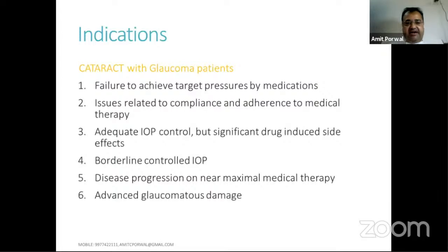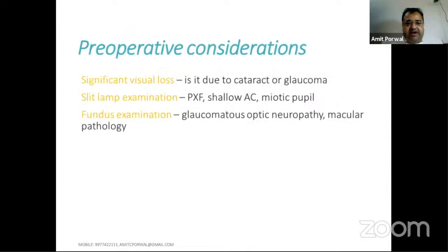So what are the indications for doing a phaco-trab? There should be a cataract in a glaucoma patient who is failing to achieve target pressures with medications. There are issues related to compliance and adherence to medical therapy. There is adequate IOP control, but significant drug-induced side effects. There is borderline controlled IOP with disease progression on near maximum medical therapy, and there is advanced glaucoma damage. So basically, these are the indications of phaco-trab.